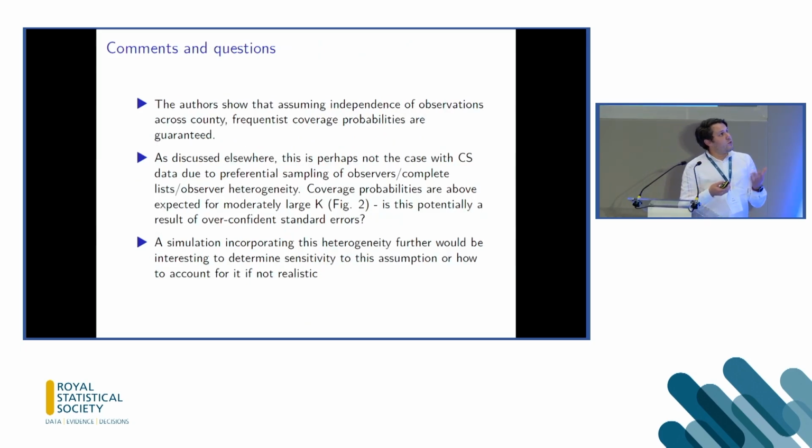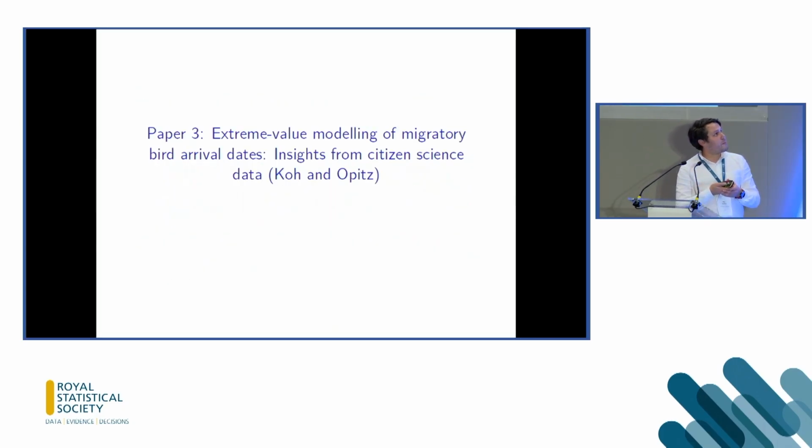Another advantage is that if you can assume independence of observations across or within counties, then the frequentist coverage probabilities are guaranteed. As discussed elsewhere, this may not be the case with citizen science data due to perhaps preferential sampling, and I wonder if some further extensions to this approach to allow for non-independence would be interesting to think about, as well as some sort of simulation study to incorporate this further, if it's not realistic, and to see what the dependence on this assumption might be.